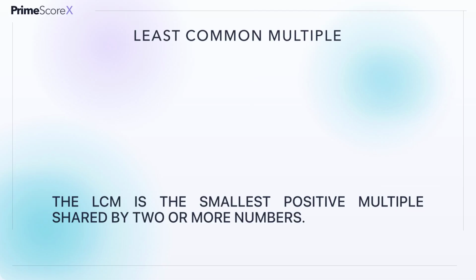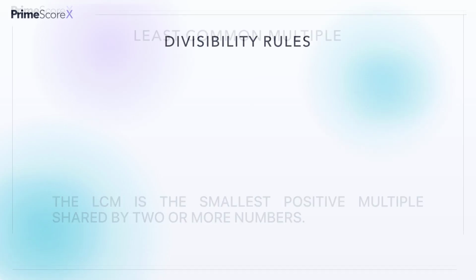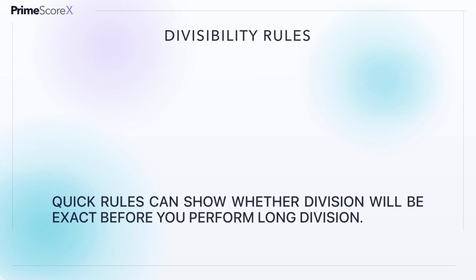Multiples of 4 are 4, 8, 12, 16, and 20. Multiples of 6 are 6, 12, 18, and 24. The first shared value is 12, so the least common multiple is 12. The LCM is useful when events repeat at different intervals, or when fractions need the smallest convenient common denominator.